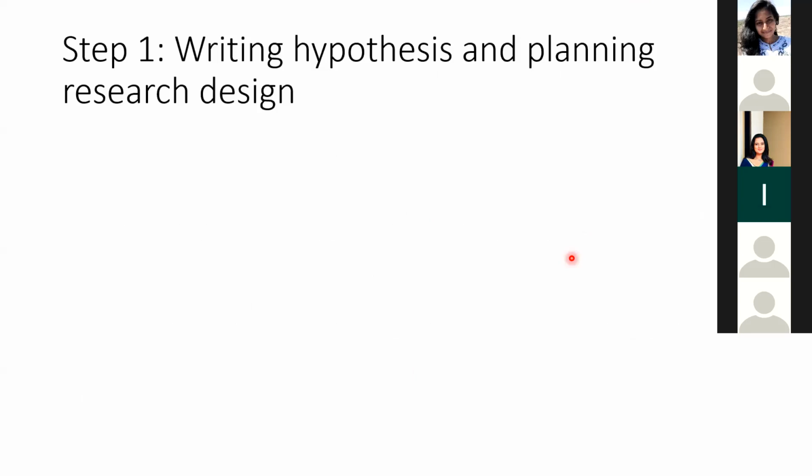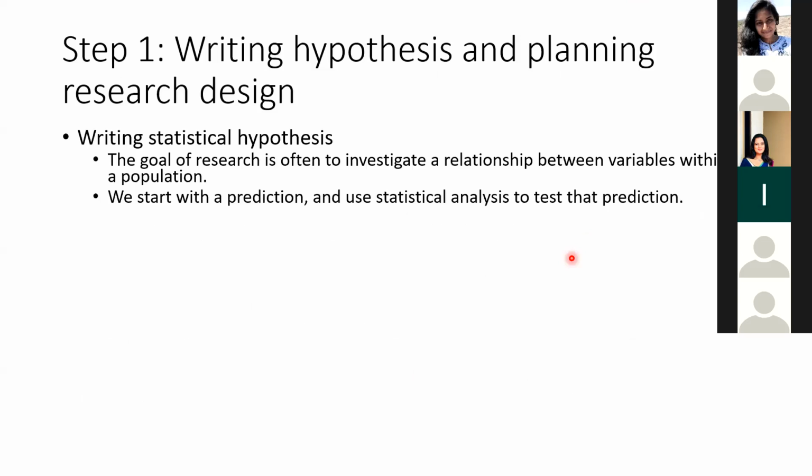So first step is writing hypothesis and planning the research design. So we had to, as Professor Nalin said, properly write down the research question. In statistical terminology, the hypothesis should be written properly. Otherwise, the entire analysis would be wrong, right? So most of the time, the goal of the research is often to investigate relationships between variables within the population. So most of the time in analysis, what we do is we investigate relationships between variables.